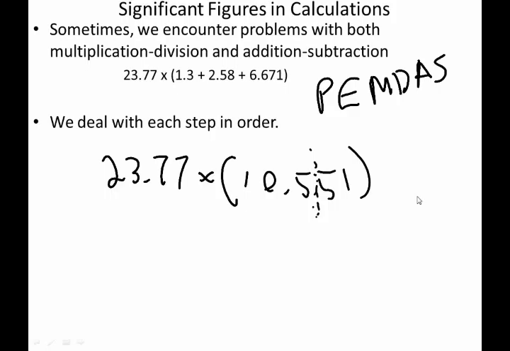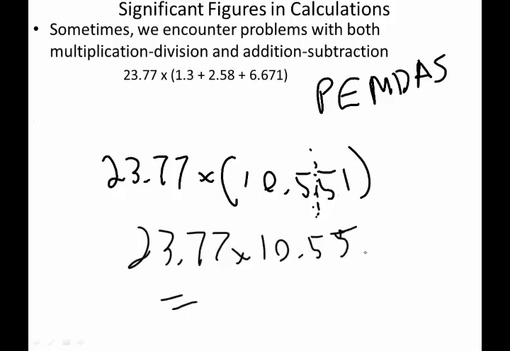This number, for all intents and purposes, now has uncertainty in the tenths and only 3 significant figures. We're going to keep these extra digits for the calculator, but they don't really count anymore. So 23, I screwed that up, 23.77 times 10.551, right? Calculator answer is 250.79727. So we have to figure out where we'd round.